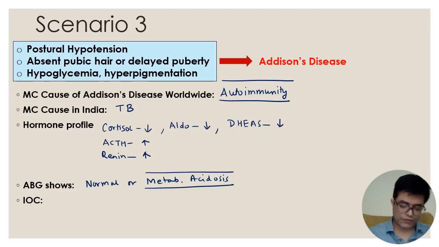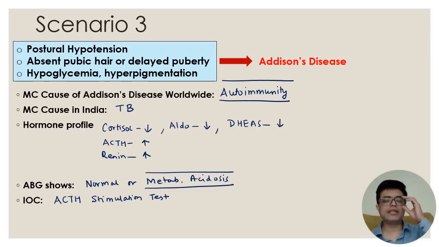And investigation of choice in these patients is a test called ACTH stimulation test. What we do is we give injection of ACTH and 1 hour later we try to see the levels of cortisol. If cortisol fails to rise despite giving ACTH, that is indicative of Addison's disease.